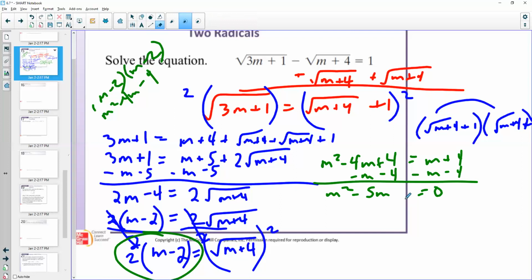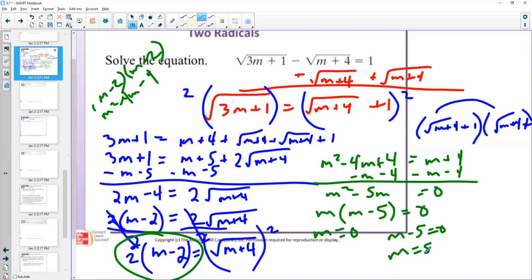Yeah. Now, look at what you can do. You can factor. We can factor out an m. I still don't have a pen. Sorry. So I'm getting m times m minus 5 equals 0. So I'm going to set m equal to 0 and m minus 5 equal to 0. So m equals 0 or it equals 5. Now you have to go check. Okay? Go check.